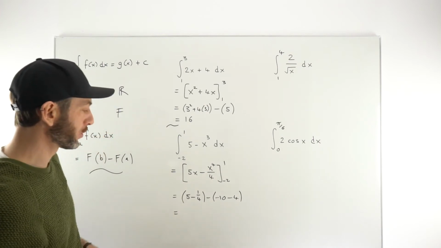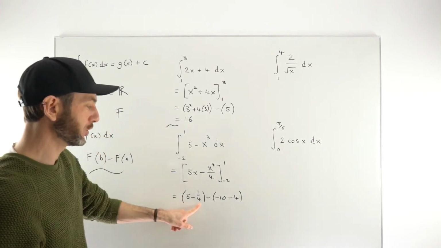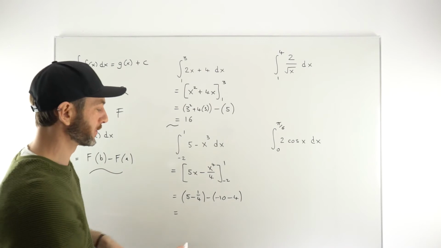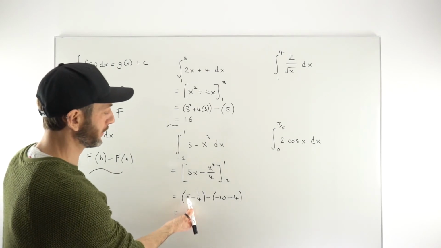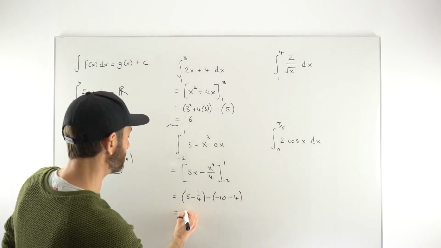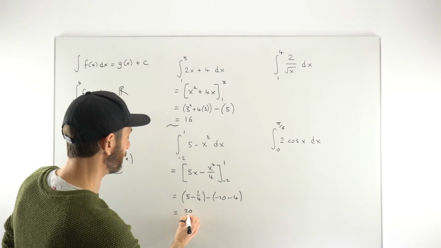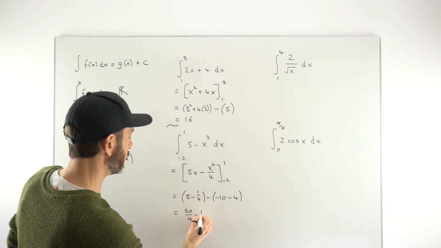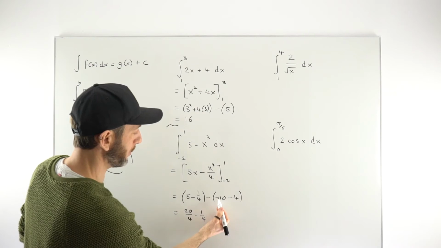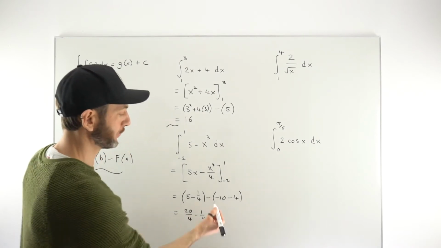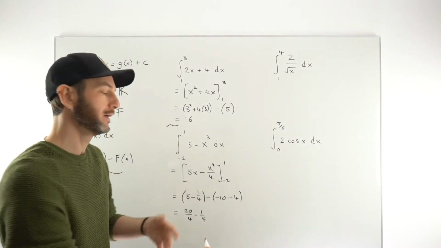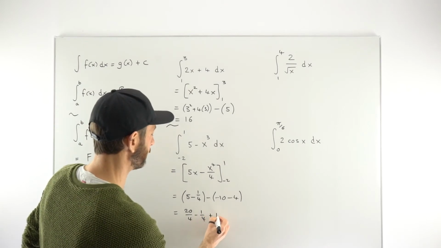So how do we take this forward? Well, a little bit tricky because we've got a fraction in here, but you would basically just simplify it. So you could turn the 5 into 20 over 4. So it's going to be 20 over 4 minus 1 over 4. Here we've got minus 10 minus 4 is minus 14, but then there's a minus outside, so that's going to go back to a plus 14.